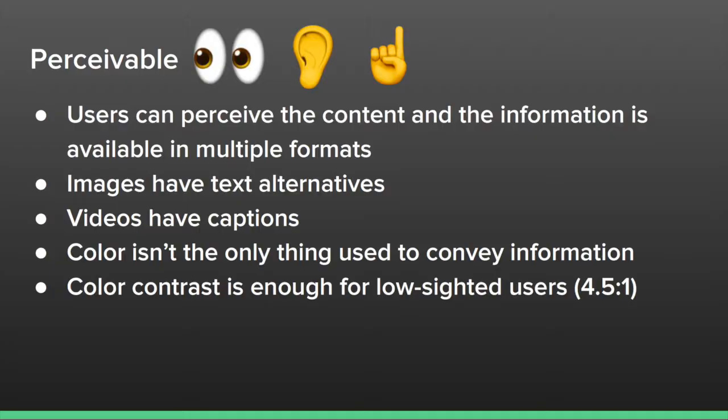So this has to do with text alternatives for images. This is about captions too. Color isn't the only thing being used to convey information, and the color contrast is enough for low-sighted users. That literally is can't be seen. And the contrast that is recommended is 4.5:1. So you just want to keep playing with your colors or use a tool that will tell you if your colors are the right contrast, or might even recommend a color to use that is the right contrast. I've seen a tool like that.